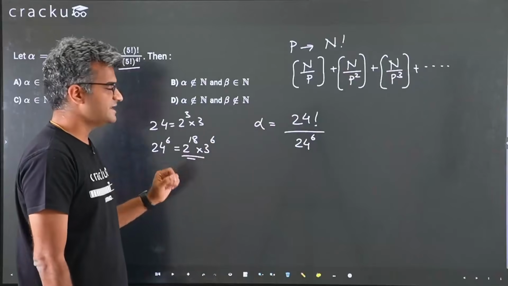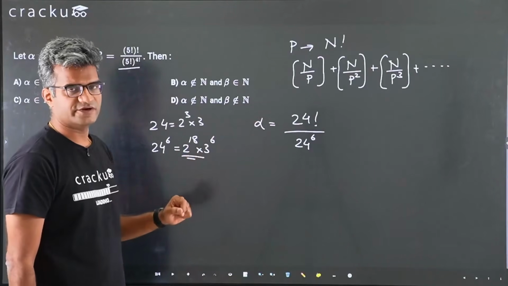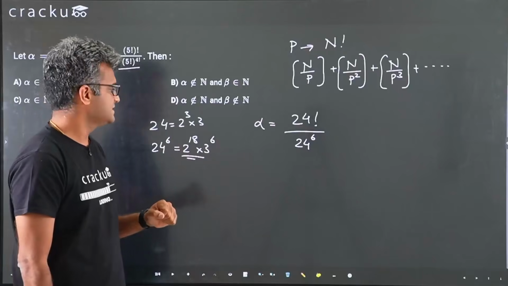Is it greater than 18? Similarly, we have to figure out what is the highest power of 3 in 24 factorial. Is that also greater than 6?